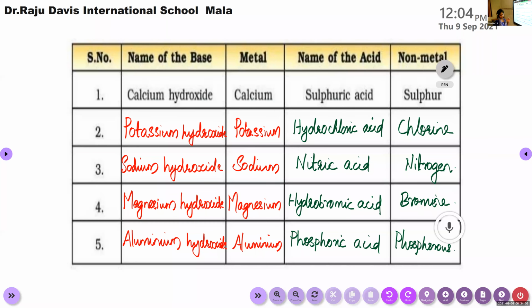So we have completed this activity. Sulfuric acid, sulfur, hydrochloric acid, chlorine, nitric acid, nitrogen, hydrobromic acid, bromine, phosphoric acid, phosphorus. So that's about the metals and non-metals present in acids and bases. Clear, children? Yes, ma'am. Have you completed the table? Yes, 1 minute, ma'am. Okay, fine.